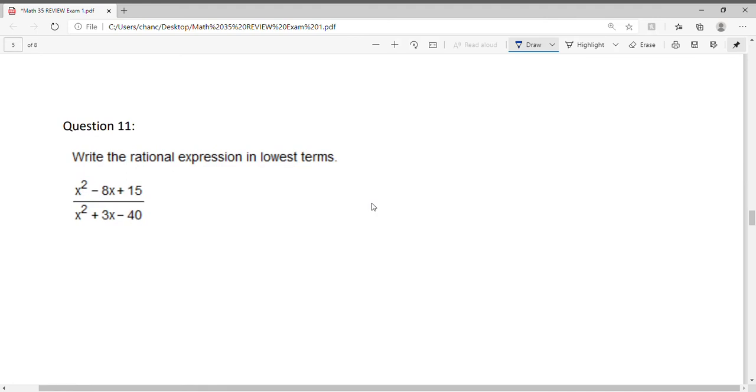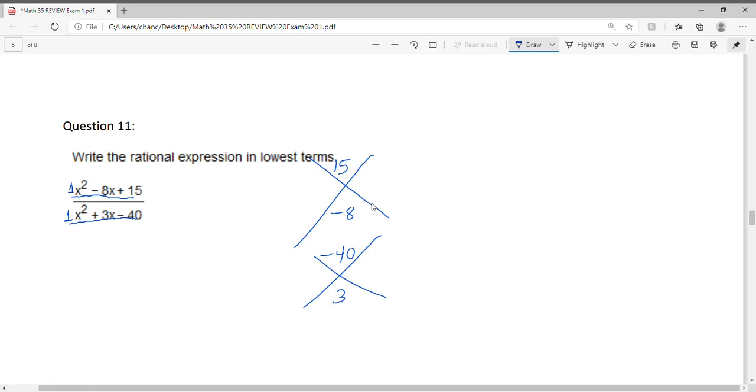Question number 11. We want to write the rational expression in lowest terms. So we'll have to factor each one of these and see what divides out. Notice we have a 3-term polynomial on the top and on the bottom, so let's factor it. Since there is a 1 in front of each one of these, we're going to use the diamond method. The diamond method is very similar to the AC method, but we don't need to split the middle. Once we find the numbers, we just factor it.